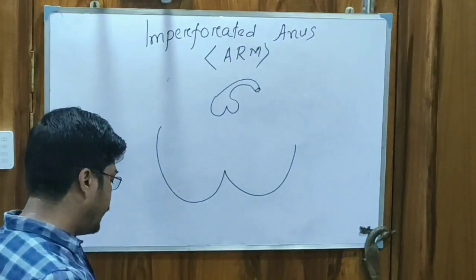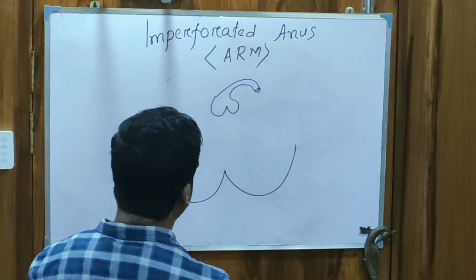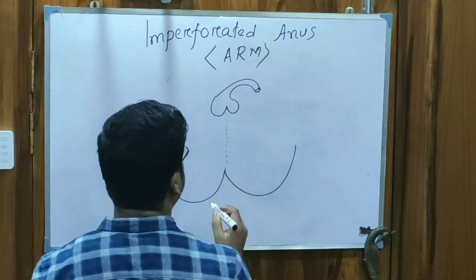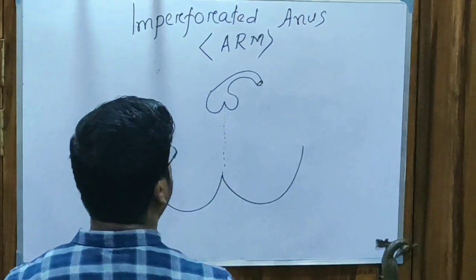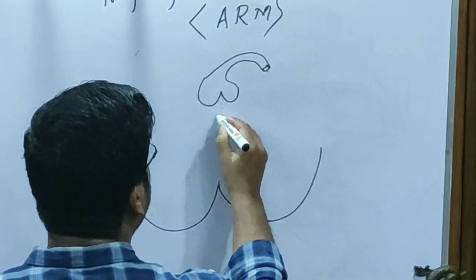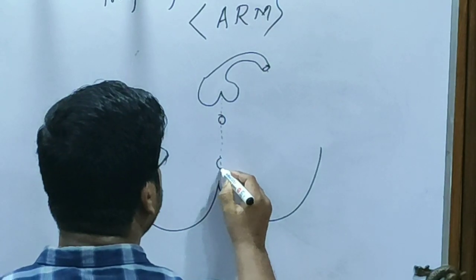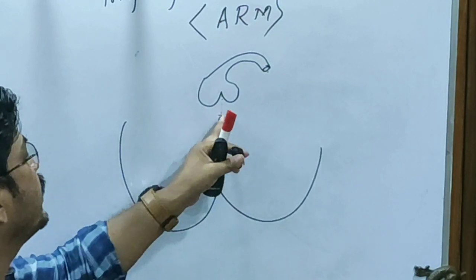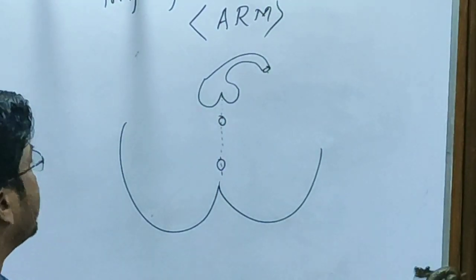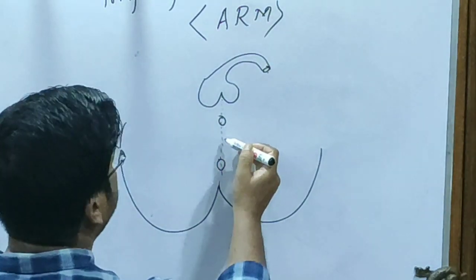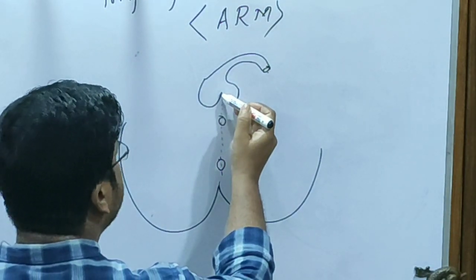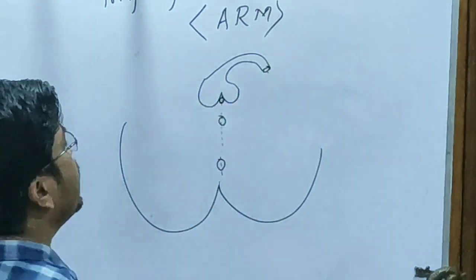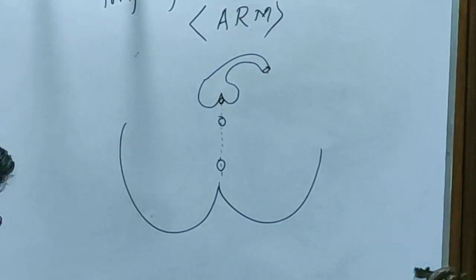So what is ectopic anus? The anal opening arises anywhere from the midline except the anal point. It may be anterior to the normal anal opening, or it may be posterior to the normal opening. So this is posterior ectopic anus. This is anterior ectopic anus. The anterior ectopic anus may arise in the midline from the scrotum to the anal opening, or just beneath the scrotal skin. So this is the ectopic anus.